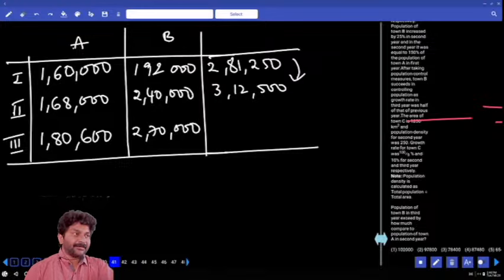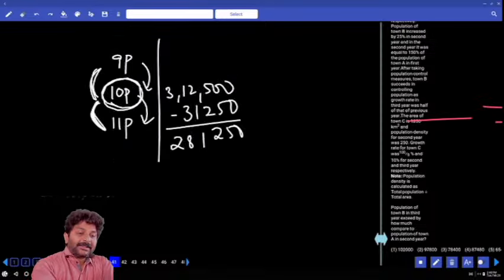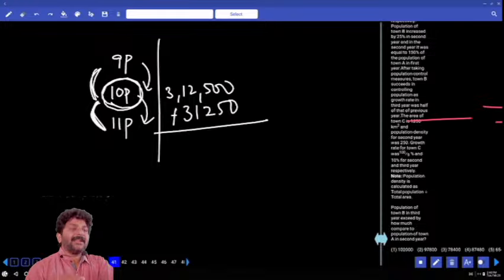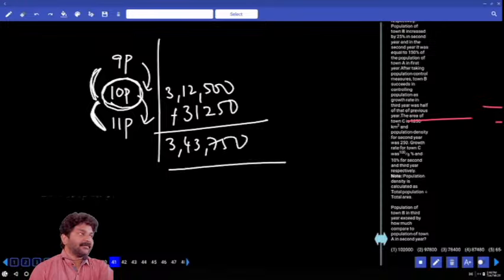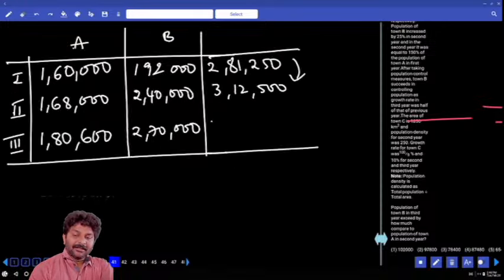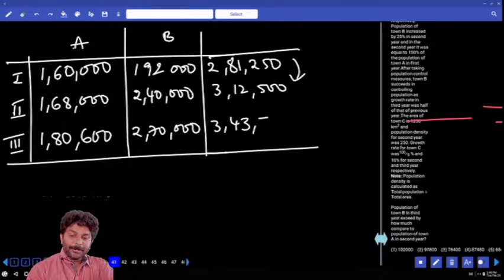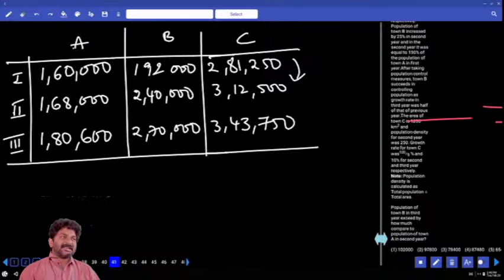2,81,250. Yes? Now, to get the next year, that is the third year data, we just need to add 10 percent, which is 3,43,750. Once you have these details, you can answer all the questions.